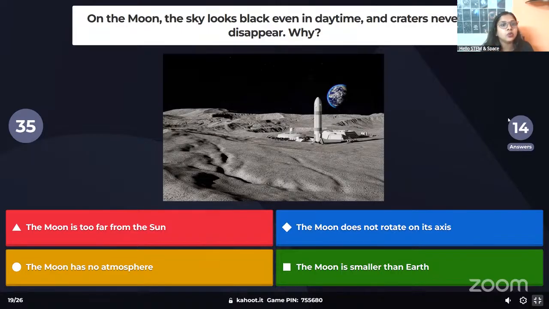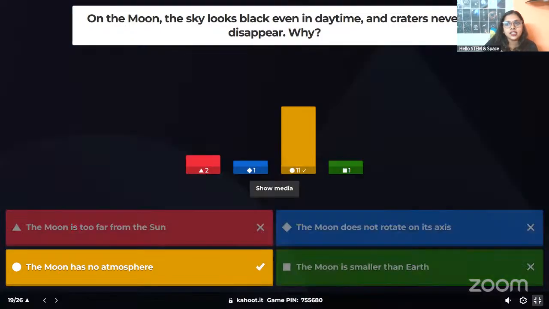Is it because the moon is too far from the sun? Is it because the moon does not rotate on its axis, or is it because the moon has no atmosphere, or is it because the moon is smaller than Earth? Let's see why this is happening. And everyone, let's be a little bit quick. Quickly give the correct answer. Okay, let's see the correct answer.